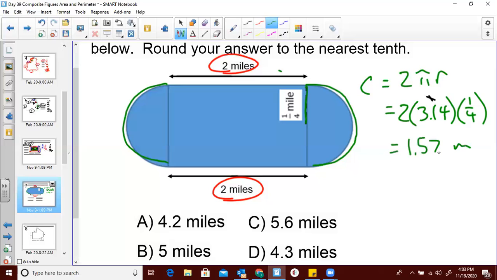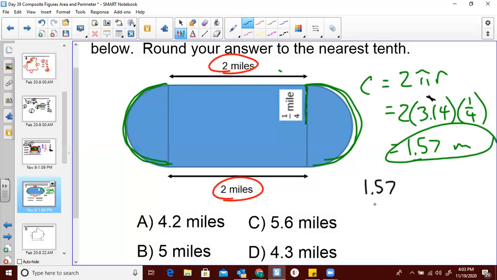Well, this 1.57 isn't just for one of these half circles. It's for both of them together. So we have to remember we did this together. This is both of them. And all we have to do is add up our numbers. So we're going to add our 1.57 plus 2 plus 2. Remember, cross them out as we go. And you'll get 5.57. And if we're rounding to the tenth, you'll end up with 5.6 miles.